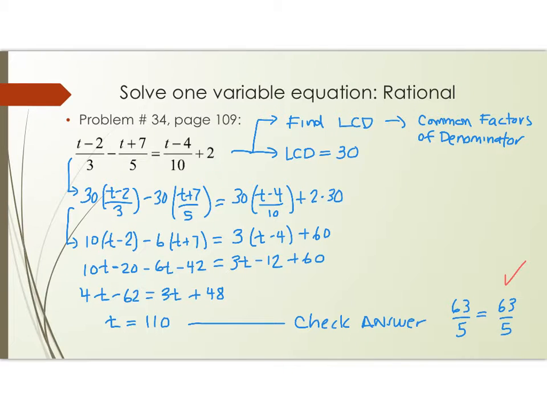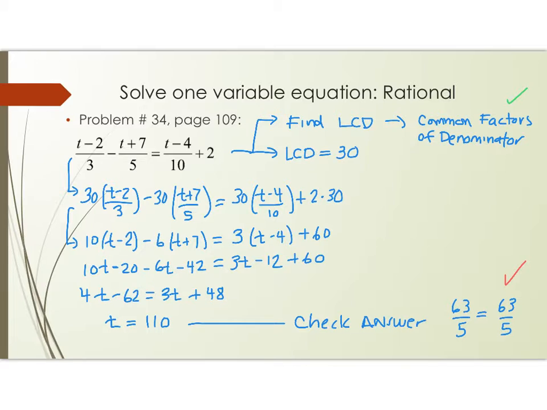So now we're going to try to solve a one-variable rational equation. We're going to start off with the denominators not having any variables in the bottom. And the idea here is if we have an equation with rationals, we want to find the LCD first, right? So these are the common factors of the denominator. And once we find the LCD, we're going to multiply it to both sides of the equation. That's the strategy for solving rational equations, right?